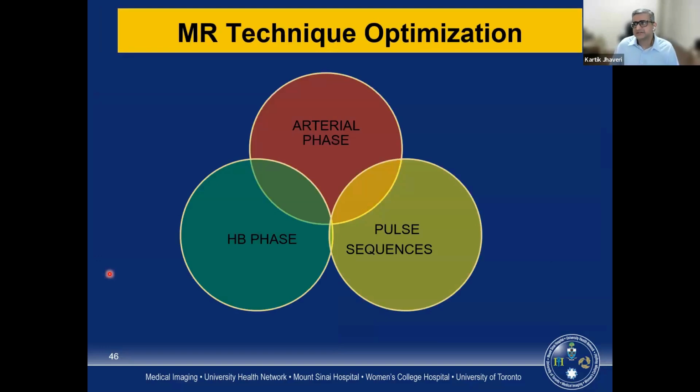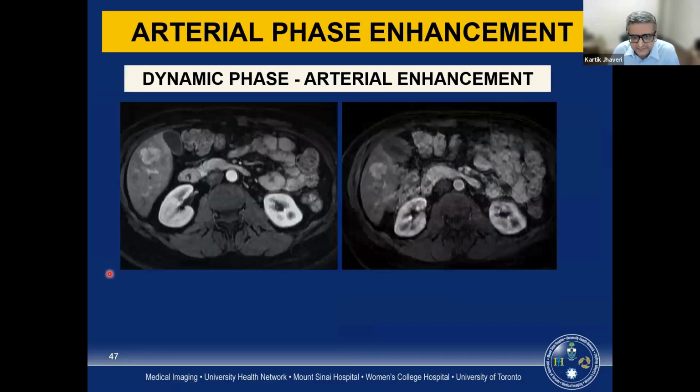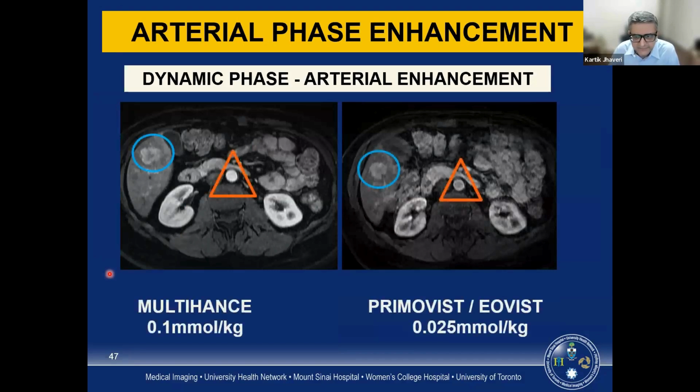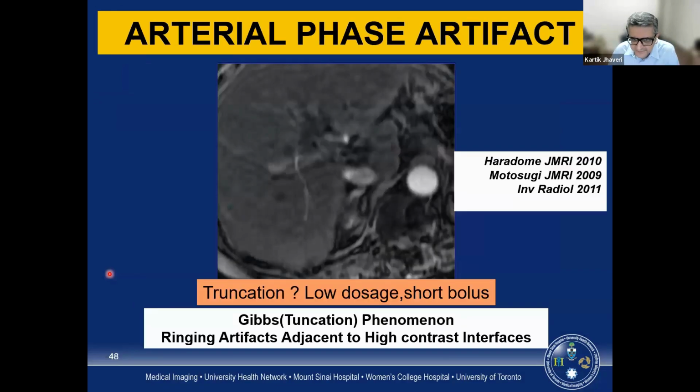MR technique optimization and workflow. So because this is a different contrast agent as opposed to extracellular contrast agent, there are several nuances that need to be adjusted for in your protocol. The first is the arterial phase. Now, this has a quarter dose of a regular extracellular contrast agent, and this can result in a lower relaxivity. And because of that, you need to adjust your flow rate to increase the signal within the arterial phase.